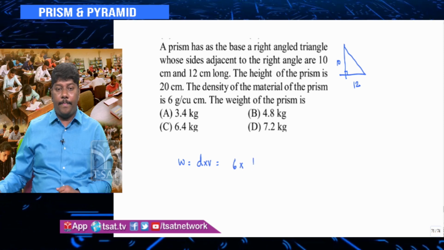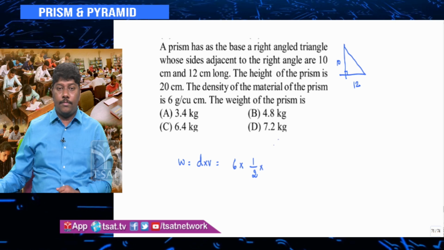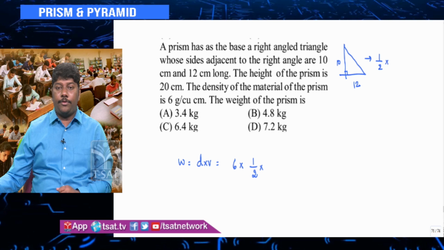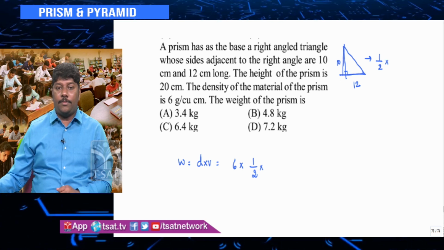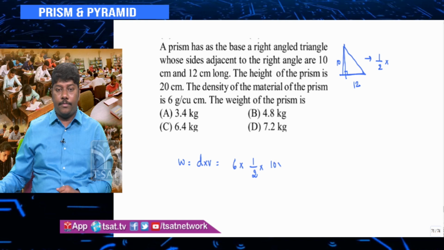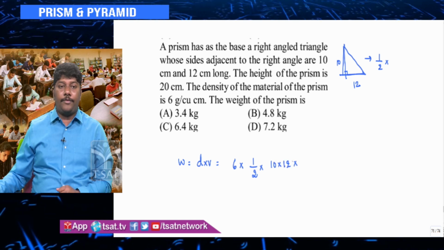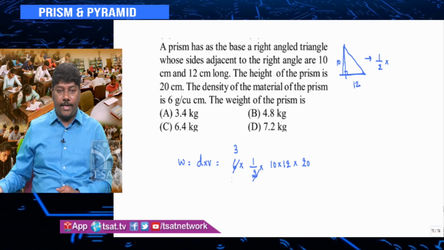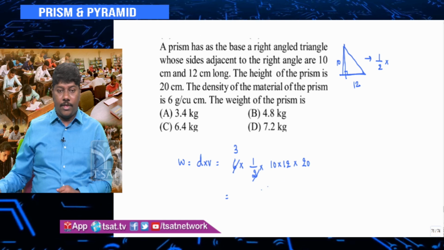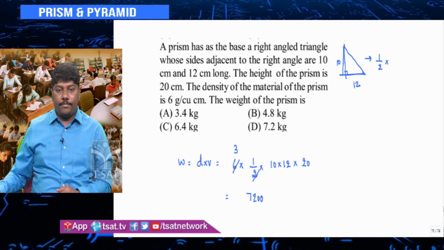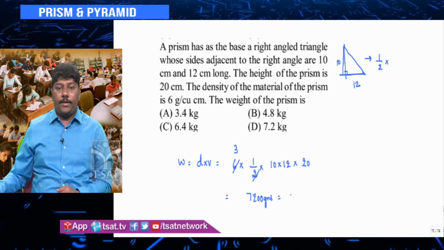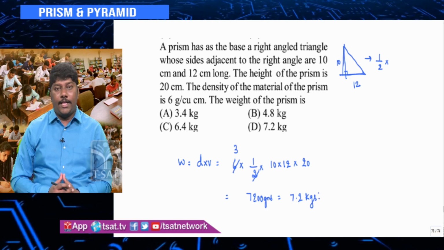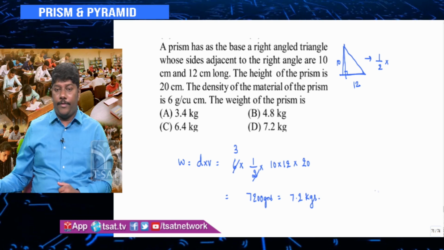Volume is base area. What is the area of a right angle triangle? Half into base into height, so half into this, one side becomes base, one side becomes height. So it is half into 10 into 12 into the height of the prism. Height of the prism is 20. Cancel this. It is in grams. 36 into 2, 72. So 7200 grams. Convert it into kgs, it is 7.2 kgs. So the answer is 7.2 kg is the weight of the prism.